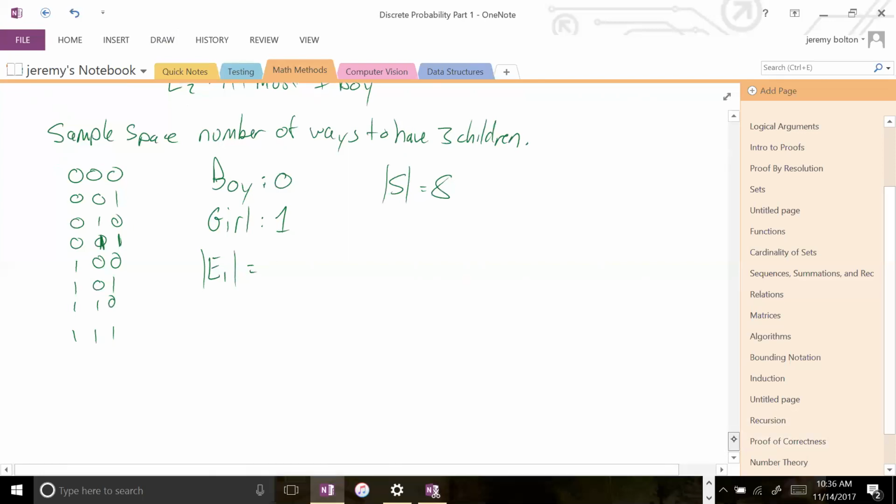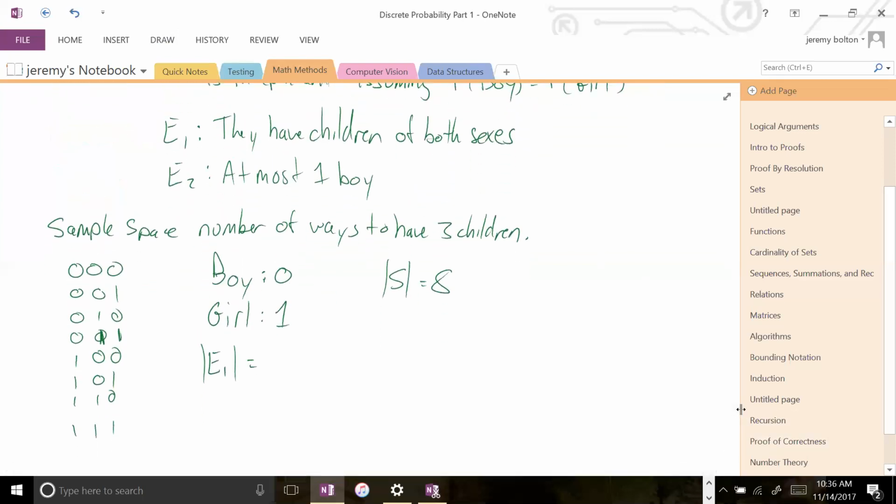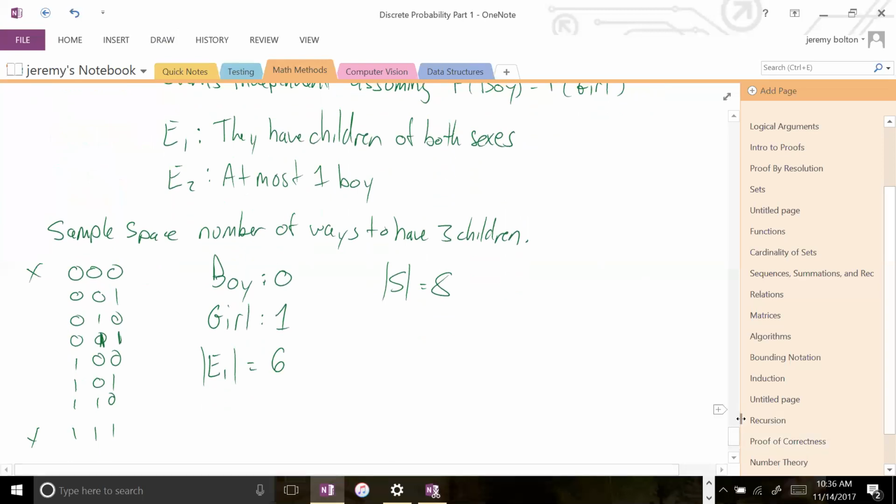E1 is they have children of both sexes. So what does that do? We're simply eliminating this line and this line, and we're left with 6 outcomes. All right, event number 2 is they have at most 1 boy. Which outcomes are that? That's this outcome here, this outcome here, this outcome here, and this outcome here. That counts, right? At most 1 boy. So E2 goes 4.